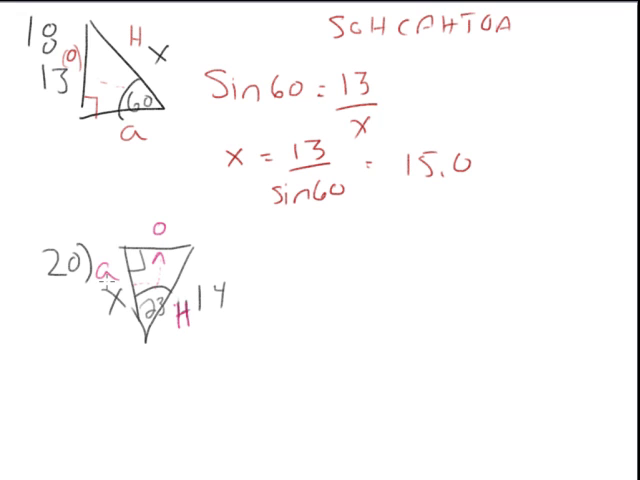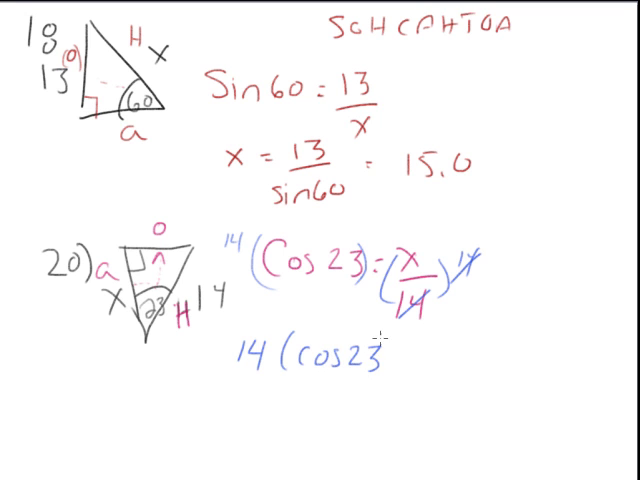Okay, so I know an H and I'm trying to find A. So looking here, which one has A and H? It would be the C, the cosine. So it's going to be cosine of 23 equals A over H, so x over 14. Here I would multiply this side by 14. This cancels out, so I'm left with 14 times cos of 23 equals x. And when this is worked out in the calculator, I have 12.9 equals x.